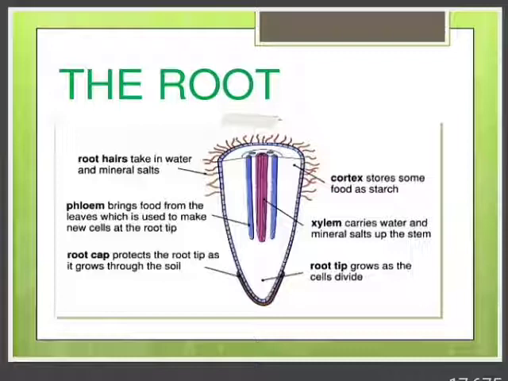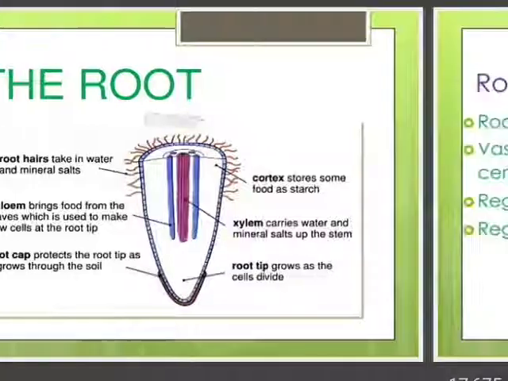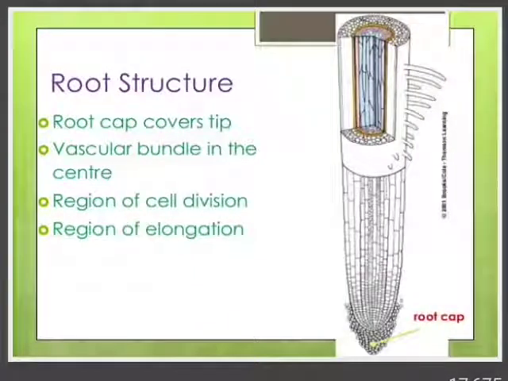The root cap protects the root tips as they grow through the soil. At the end of the root, the root cap is present to protect the root. The root tip grows as cells divide. This is the root structure. The root cap covers the tip. Last, we will label the names.